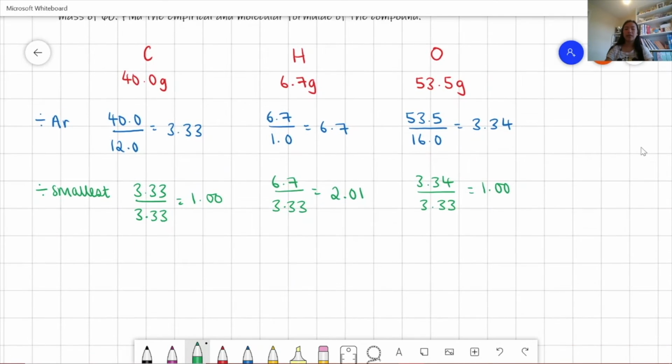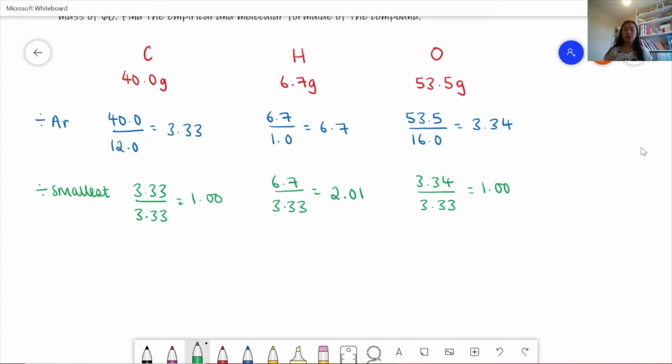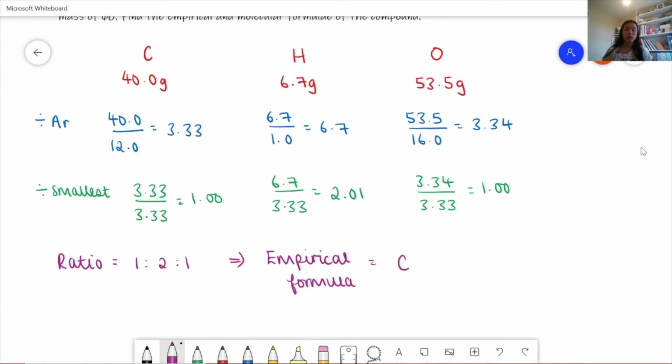And then the next step is to find the empirical formula. So first what we do is find the ratio. So the ratio we have is 1 to 2 to 1, because this 2.01 is very, very close to 2. And so that's what we take it as. And so we have that the empirical formula is equal to 1 carbon, and then we have 2 hydrogens, and then an oxygen. So this is our empirical formula.